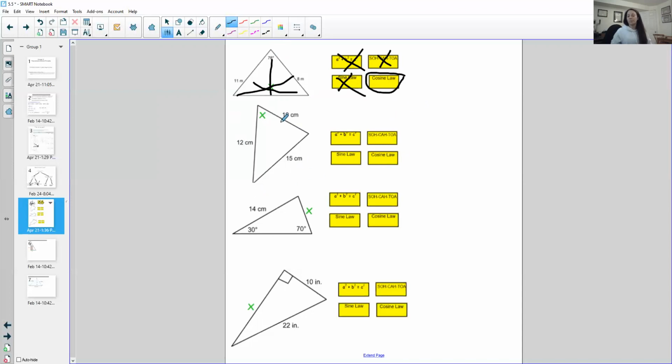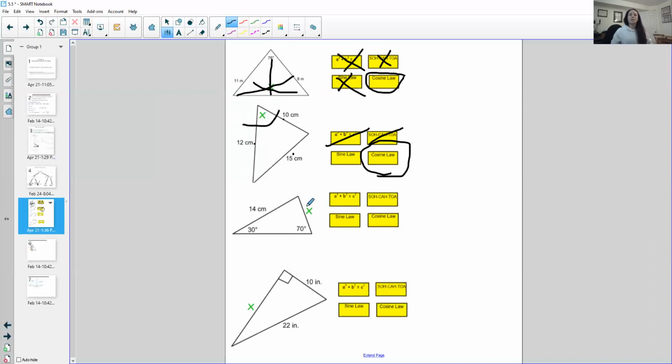This one here, first thing you should realize, it's not a right angle triangle, so automatically it's not those two. It's either sine law or cosine law. All three sides are involved. That's the nice one to identify. You are going to use the cosine law to find the angle.